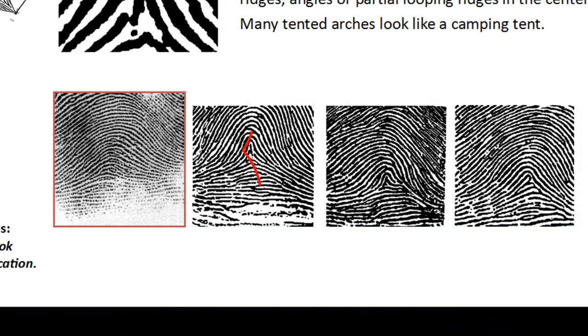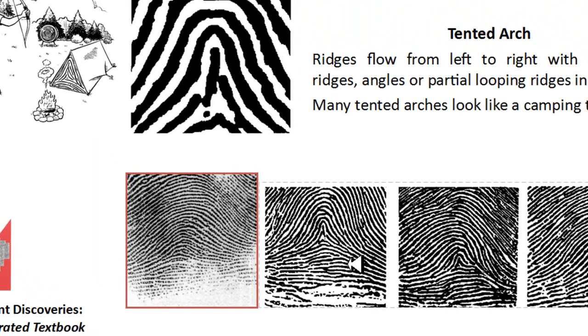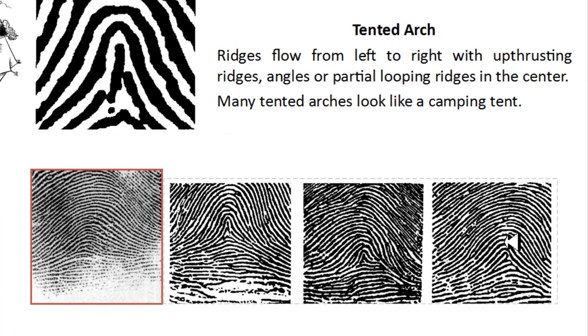And the reason I employ the camping tent analogy is that with some imagination, you might be able to see a camping tent here. And certainly in these two here, you may be able to see one. One is quite obvious here, and this is one that I took from an actual fingerprint. And this one here is not quite adequately covered by the analogy. But again, the tented arches are not quite as easy to generalize or explain.